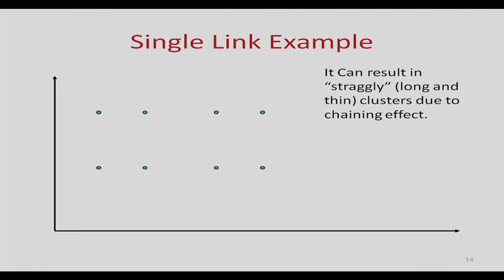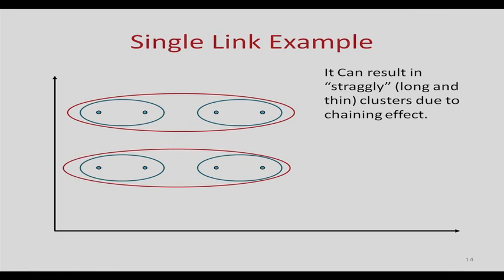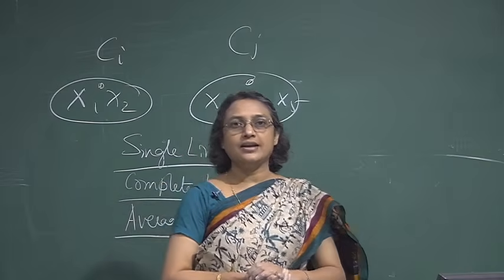For an example, if these are the points in single link, we will take the most similar points, then the next most similar points, and so on, and then combine them. As we see, single link clustering can result in straggly, that is long and thin clusters, due to the chaining effect.